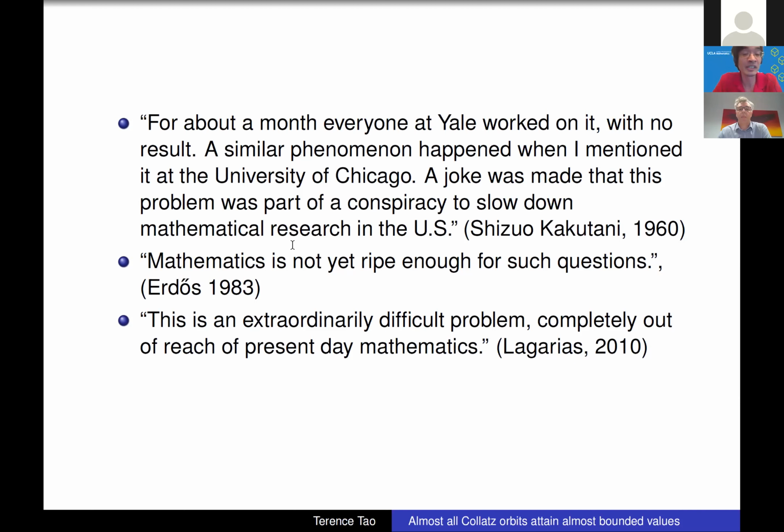Paul Erdős famously said, while offering this prize of, I think, $500, that mathematics is not yet ripe enough for such problems. And even in 2010, Jeff Lagarias was of the opinion that this is an extraordinarily difficult problem, completely out of reach of present-day mathematics. So yeah, I think the full problem is still out of reach. But there are partial results that you can get, even if the whole problem is impossible.